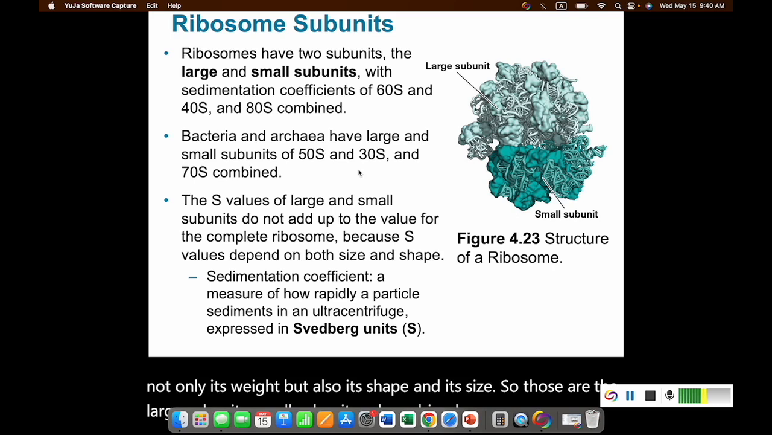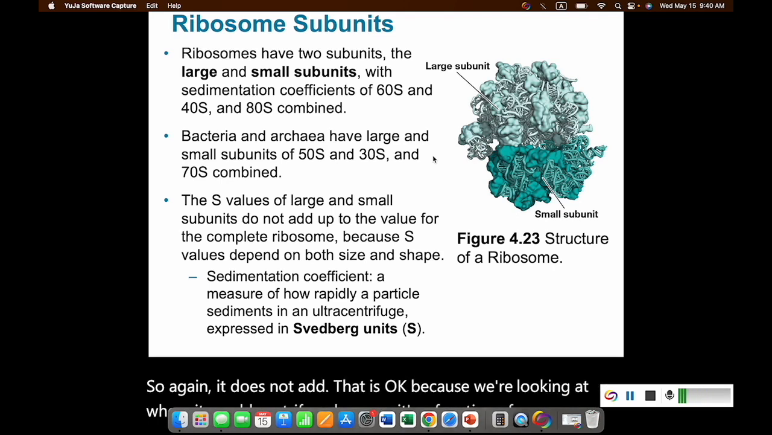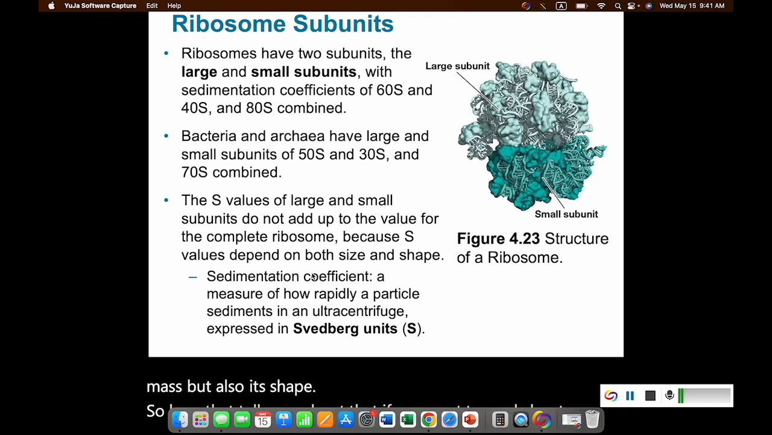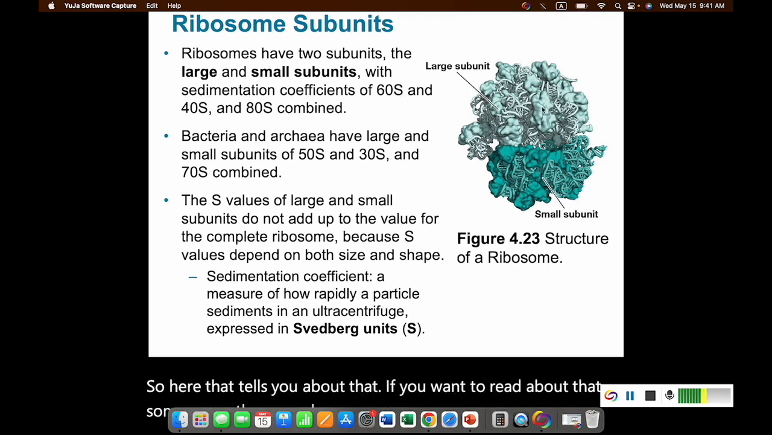In bacteria and archaea, the large subunit has a sedimentation coefficient of 50S. The small subunit is 30S, and together it's a 70S. So again, it does not add. That is okay because we're looking at where it would centrifuge because it's a function of not only its mass, but also its shape. So here, that tells you about that if you want to read about that some more. These numbers are correct: 60, 40, 80, 50, 30, 70.